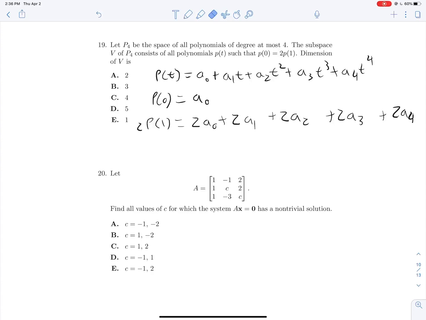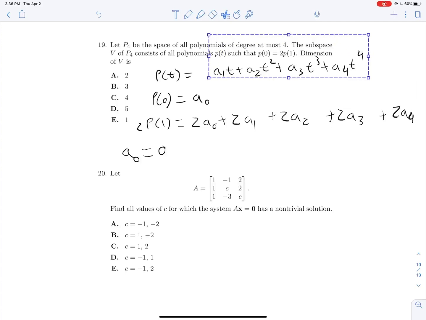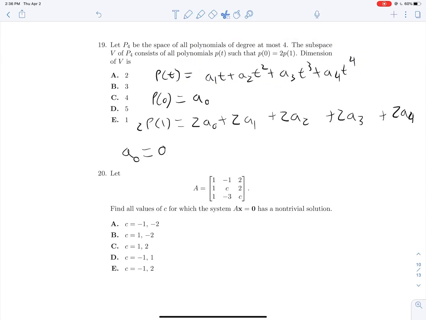Now, if we take a closer look here, we see that the relation they give us is saying that a0 is equal to, among other things, 2a0. And the only way for this to be true is if a0 is equal to 0. So we can express our polynomial p of t as 0 plus a1t plus a2t squared plus a3t cubed plus a4t to the fourth.